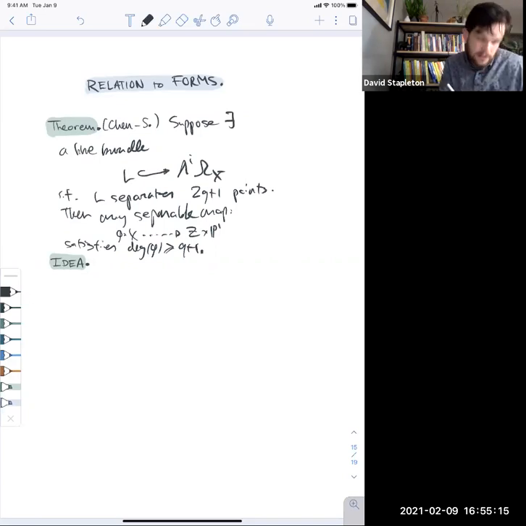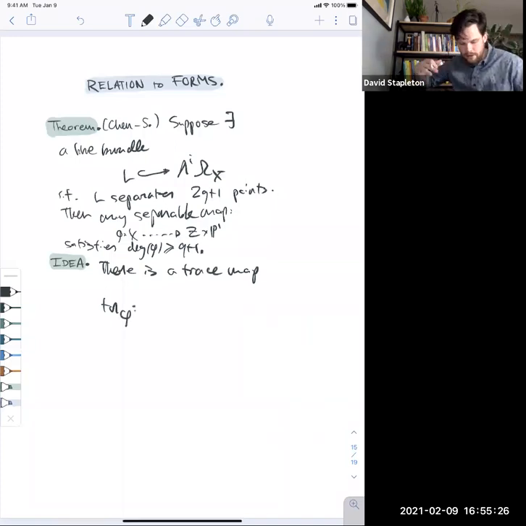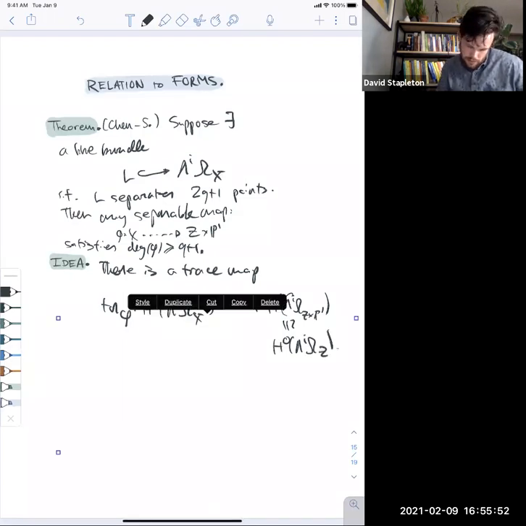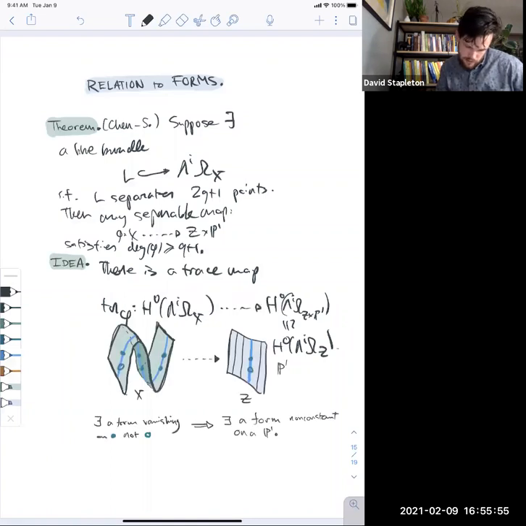Okay, and maybe I have some time to mention how this works. So the idea is that there is a trace map. If you have this finite rational map, you can trace forms. So wedge^i omega X maps to global sections of wedge^i omega of Z cross P^1, which is isomorphic to global sections of wedge^i omega Z by what we mentioned earlier.